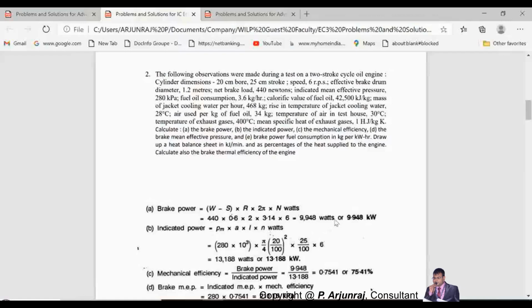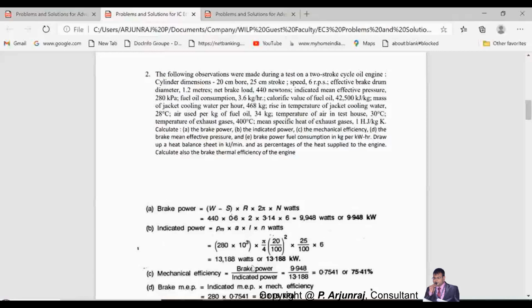So what is the speed in RPS? Here we are not going by 60. We are not going to divide it by 60. We are going to divide it by only 1000 to get it in terms of kilowatt. Already this is given in revolution per second, so we don't need to convert. If it is in RPM, then we need to divide it by 60. Now you have got the indicated power.